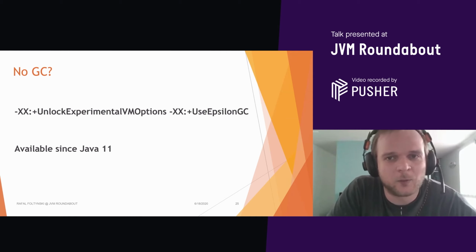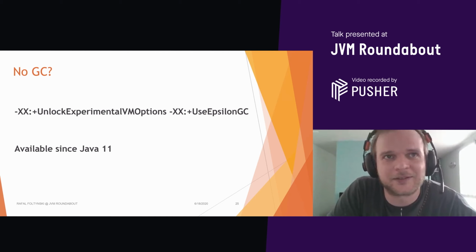And in order to see what was actually allocated on your heap throughout the whole run, it would be great to perform no GC at all. And fortunately, since Java 11, there is a garbage collector called Epsilon, which performs no garbage collection at all.